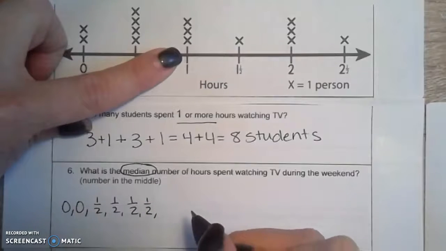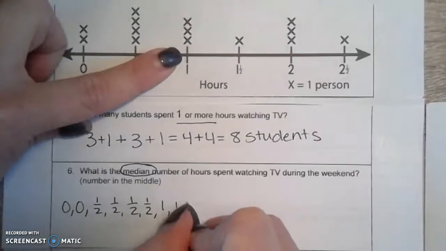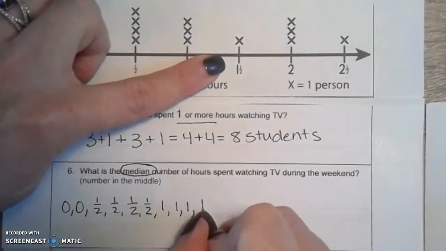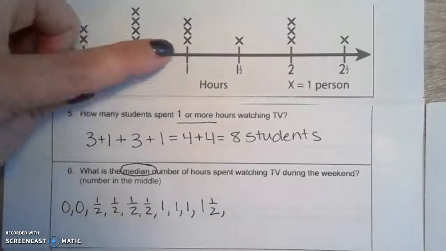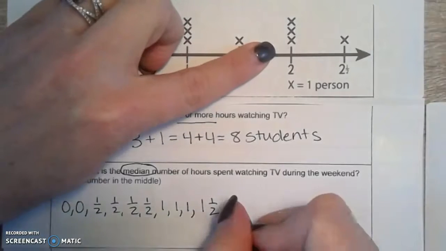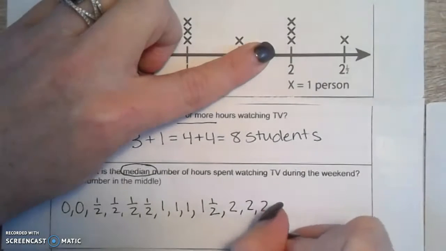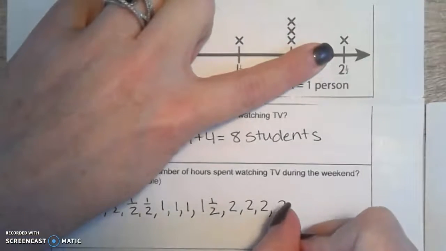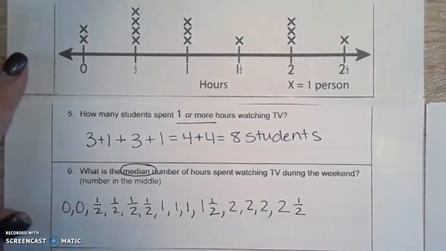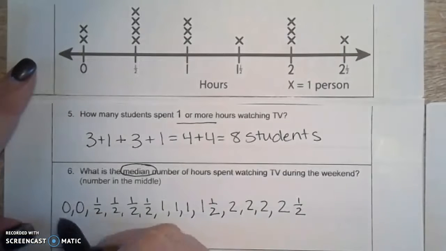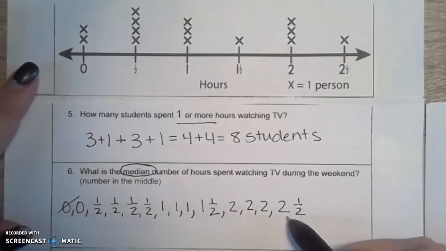Okay, moving on, 1, I have 3, so 3 ones. Only 1 at 1.5. 3 2s. And finally 1 2.5. Then I need to cross those off and find out which one is in the middle. This is the fun part.